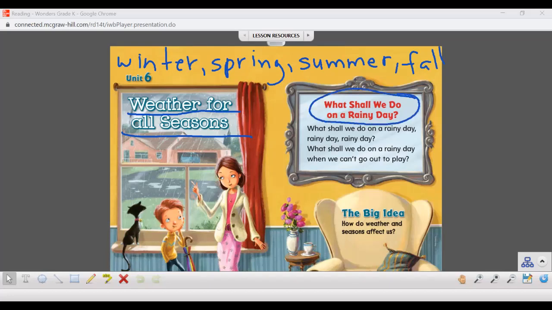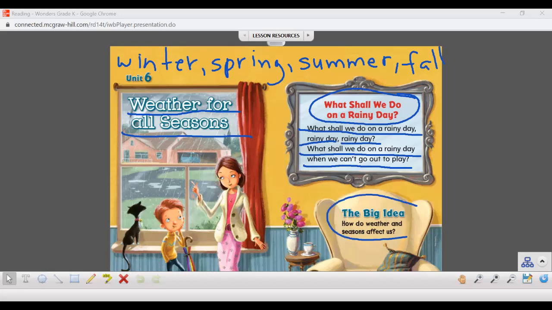It says, "What shall we do on a rainy day? What shall we do on a rainy day? Rainy day, rainy day. What shall we do on a rainy day when we can't go out to play?"